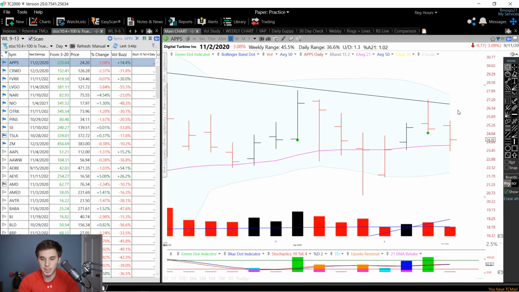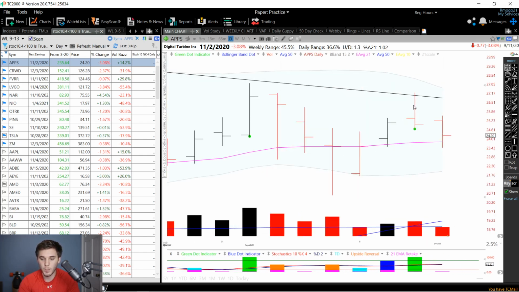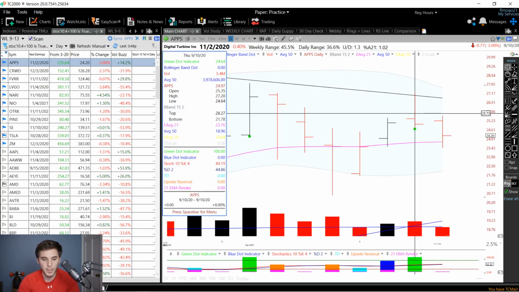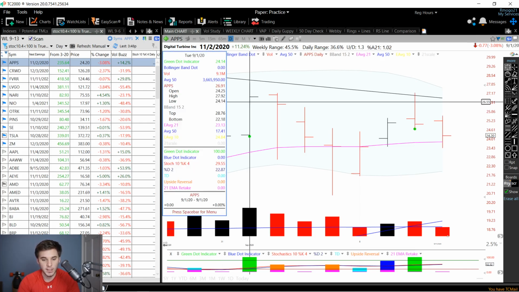And the entry setup that I want to see is either a green dot early next week or a short-term stochastic cross, an undercut and upside reversal through the 21 EMA, or potentially a break of this downward trend line, a break above this prior resistance level at about 27.20, or above this one at 27.92.